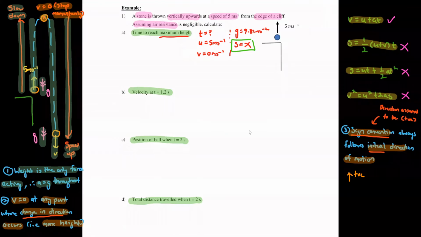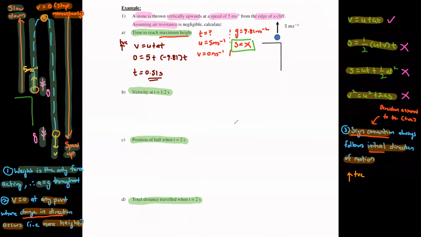Since our object was moving upwards initially, upwards is considered to be our positive sign convention. So right now, we would have upwards as positive, v equals u plus at. We sub in the values: 0 equals 5 plus negative 9.81 t. T will give us 0.51 seconds.